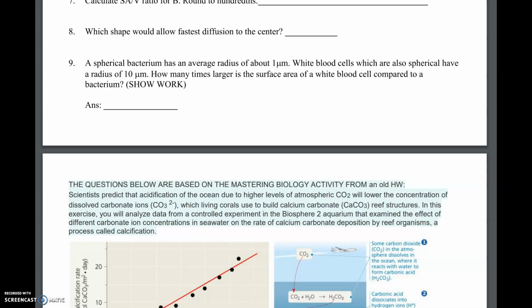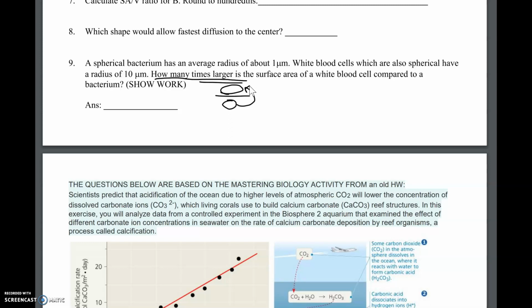A common thing they'll ask is how many times more something is than something else. You notice here, how many times larger is the surface area of a white blood cell compared to a bacterium? They're not just asking how much bigger it is, like in micrometers. They want to know how many times bigger it is. Anytime they ask how many times larger something is, you're going to put your bigger number over your smaller number and see how many times does my small one go into my big one. And that's going to give me how many times larger or how many times more something is.